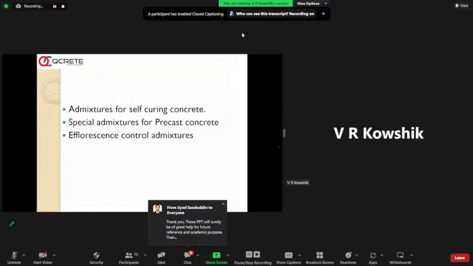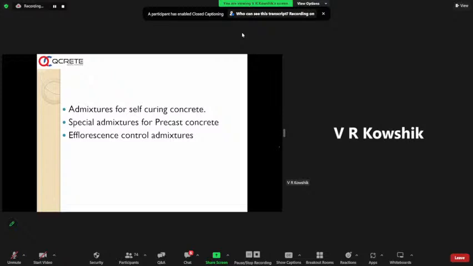in countries like the US. They have started using super absorbent polymers, which absorb water in the concrete, and start giving the water as the concrete ages, and help hydration to go on continuously. So even in India, developments have taken place. Some of the companies have come up with very novel additives which can help in self-curing.